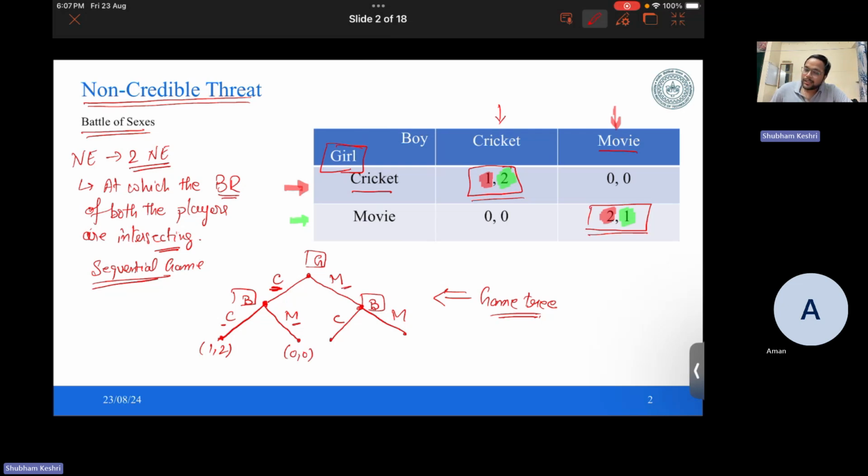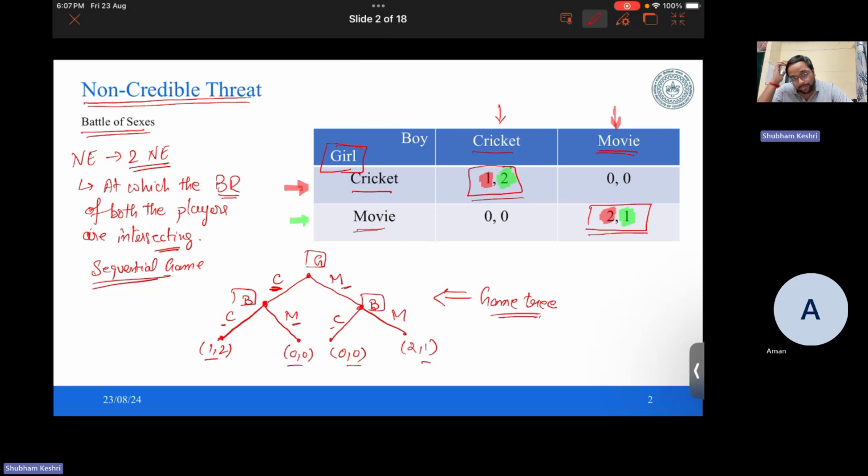Similarly, when girl is playing movie and boy is playing cricket, the utility is 0, 0. And when girl is playing movie and boy is playing movie, the utility is 2, 1. Remember, the first player is the girl and the second player is the boy. So those utilities are written in such a way.